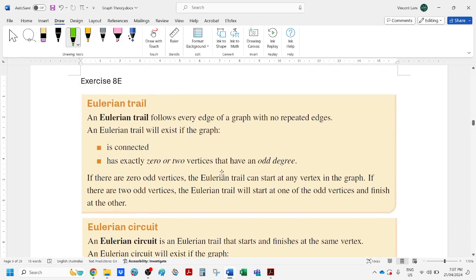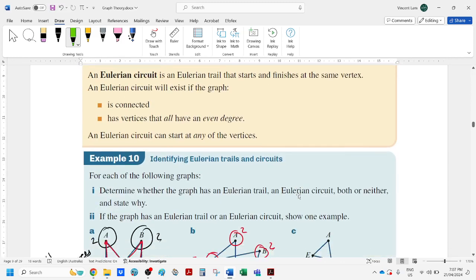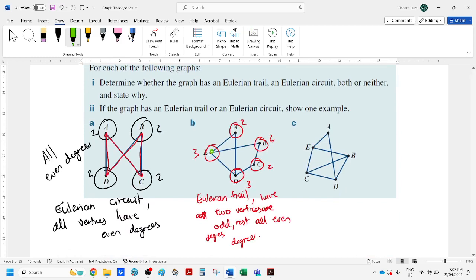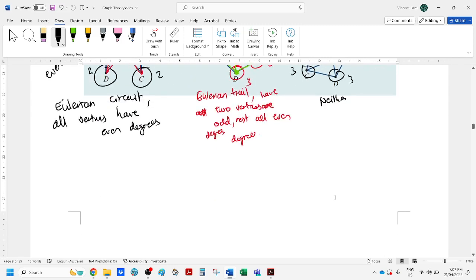Let's go back up. I want to see if there's any hints. If there are two odd vertices, the Eulerian trail will start at one of them and finish at the other. So I probably should have read that. So let's try starting at this odd one. Going to here, going to here, going to here, up here, across. Now I'm allowed to repeat vertices, just not edges, and done. Finish. Okay. Let's check this last one. We got 2, we got 3, we got 3, we got 3, we got 3. So this one's going to be obviously neither, because there's only two criteria. The first one being all even degrees, or only 2 odd vertices, or 0 odd vertices. So that one's neither. Pretty straightforward.